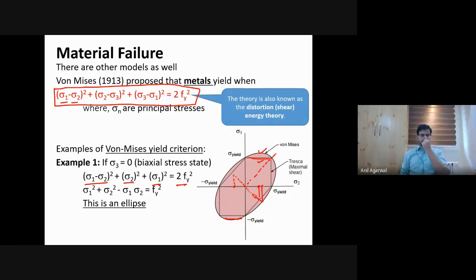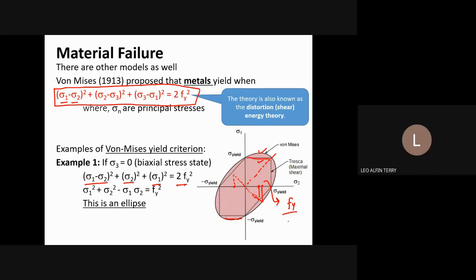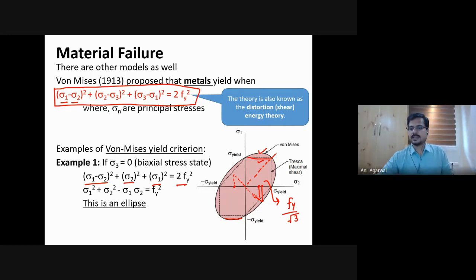And how much is that? That turns out to be, yeah, tell me. Fy by root 3. So that is the condition of the pure shear state, right? This line corresponds to the pure shear stress condition, when your sigma 1 is equal to minus sigma 2. And in that pure shear state, the yielding happens when the shear stress is equal to Fy by root 3. And this is what has been adopted into the Indian code also.